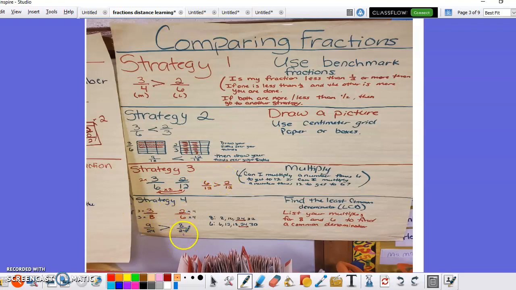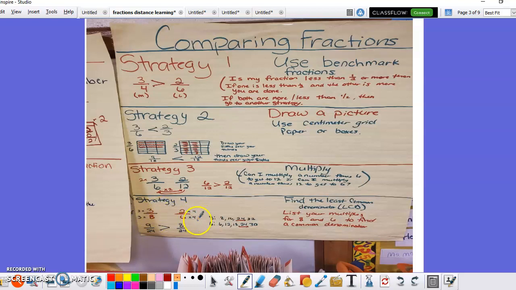And then another strategy that we use is finding the common denominator. So I'm going to list the multiples of 8 and 6 here. I've already listed those multiples of 8 and 6 to see if I can come up with the common denominator. And for both of them, the common denominator is 24. So whatever I do here to the 8, it took 1, 2, 3 times to get to 24. So 3 times 3, the same thing I do to the bottom, I do to the top.